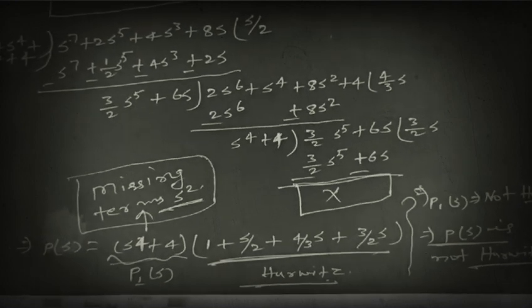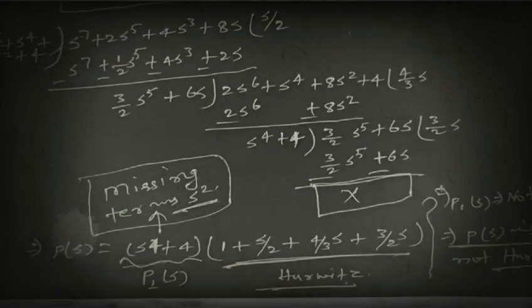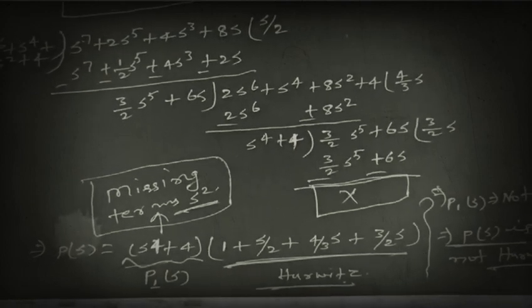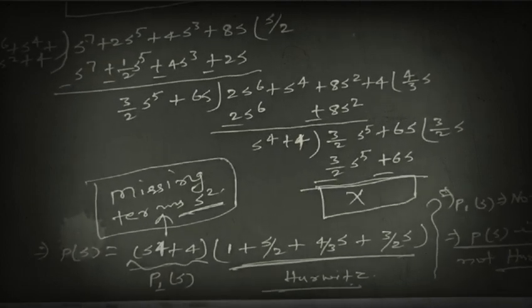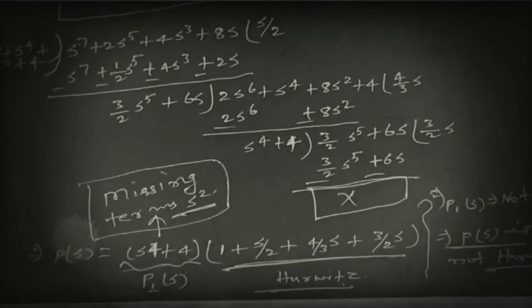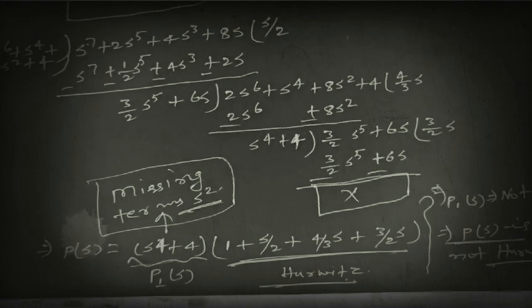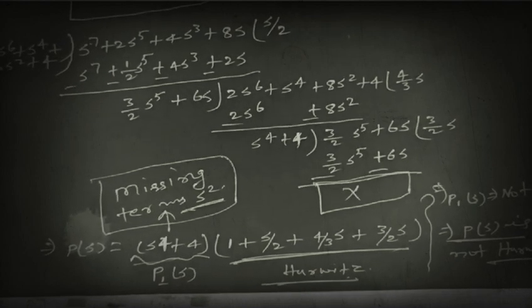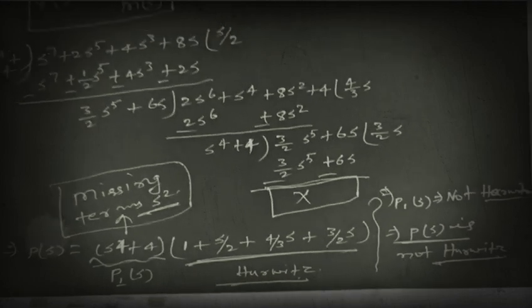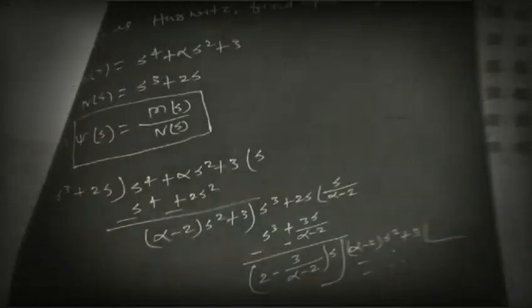How will you check for s^4 + 4? Basically we see that s^4 is an even part, and 4, that is s^0, is again an even part. So we see that one more even part is missing, that is the s^2 term is missing here. If the s^2 term is missing, it means P1(s) cannot be a Hurwitz polynomial. That means here the whole P(s) is not a Hurwitz polynomial.